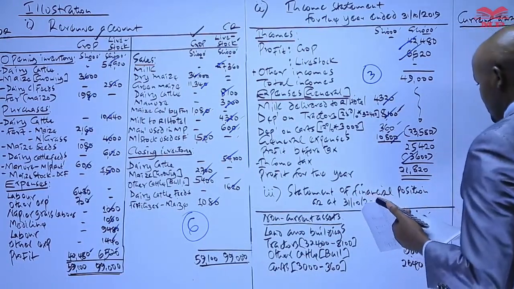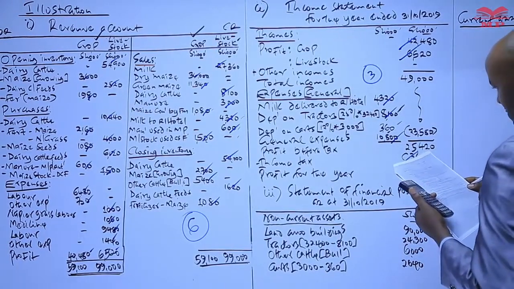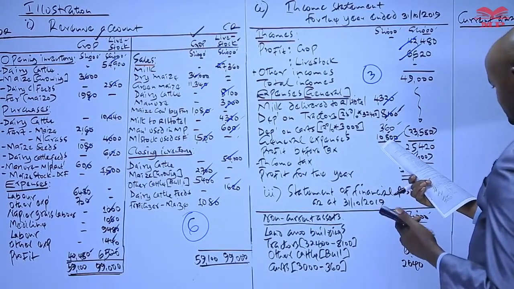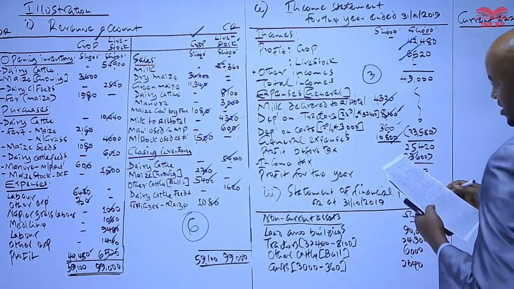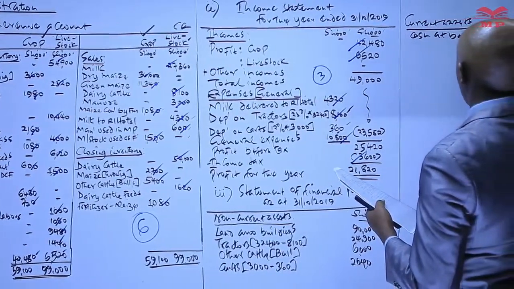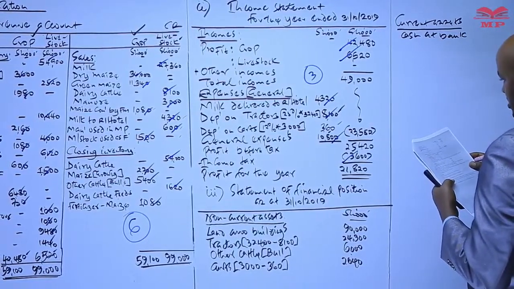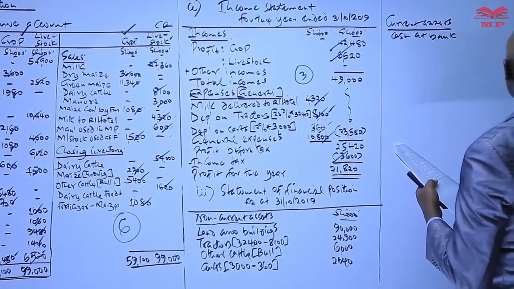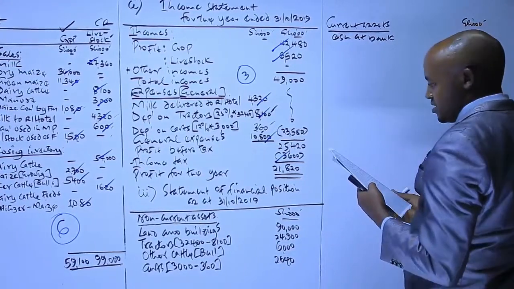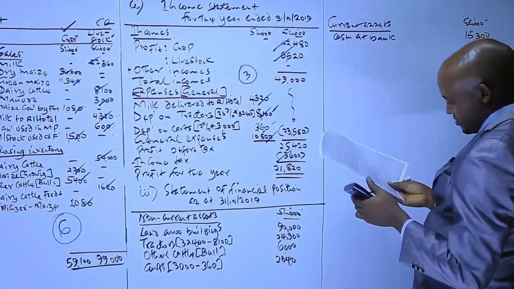For current assets, what do we have here in the trial balance? We check the items on the debit side. What can I see? I can see cash at bank, which is a figure of 15,300. Yes, I think that is the only item we have in the trial balance.